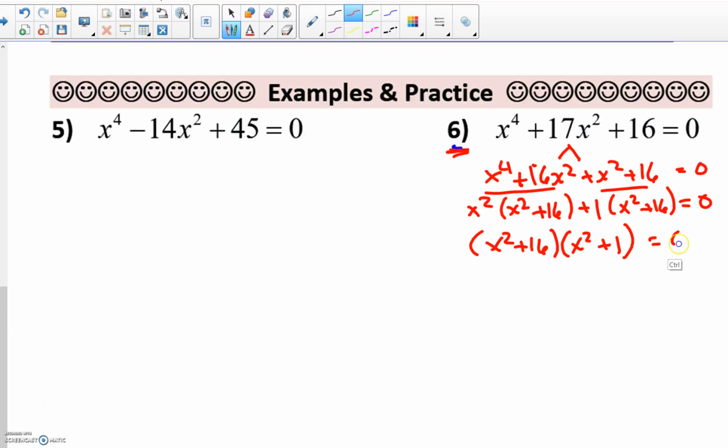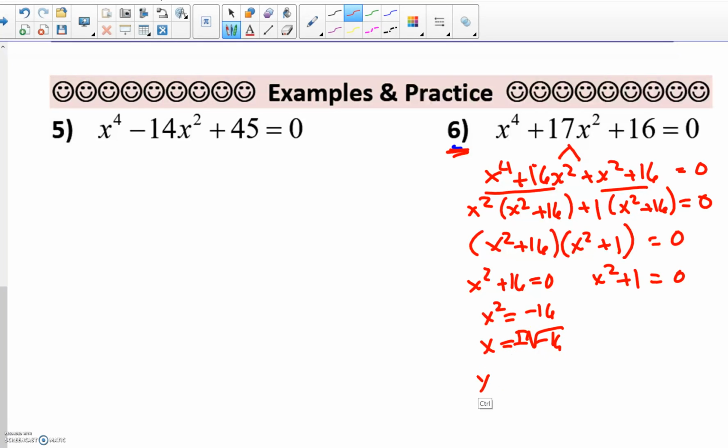So that's equal to 0. And neither one of these will factor again, so let's take x squared plus 16 and set it equal to 0, and x squared plus 1, set it equal to 0. And then x squared is negative 16, so x is going to be equal to plus or minus 4i. Then x squared is equal to negative 1. Take the square root of both sides, so x is equal to plus or minus i. So 4 answers for that.